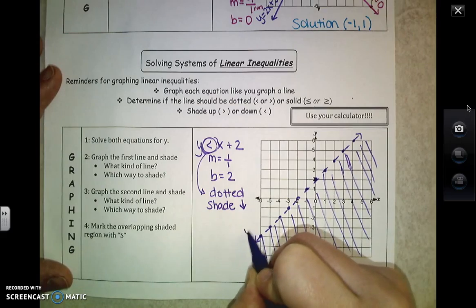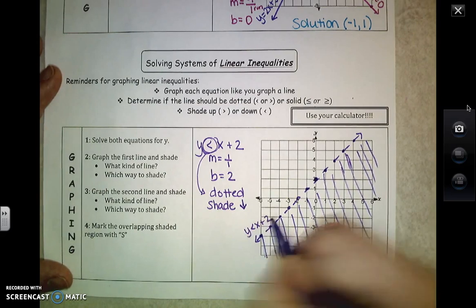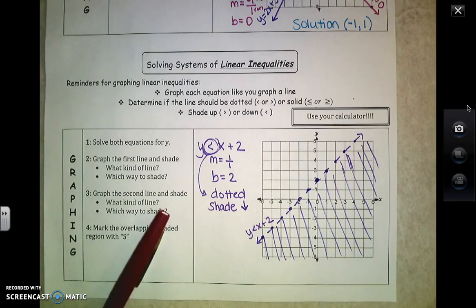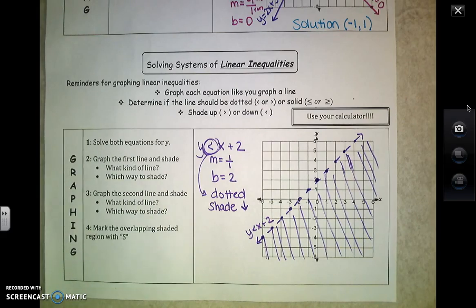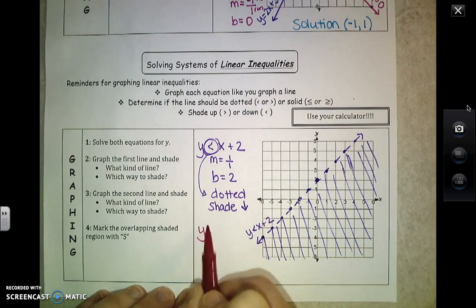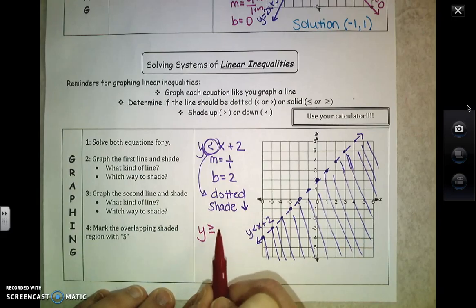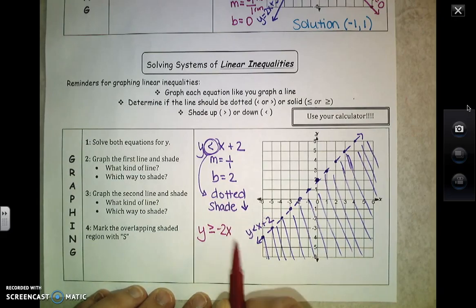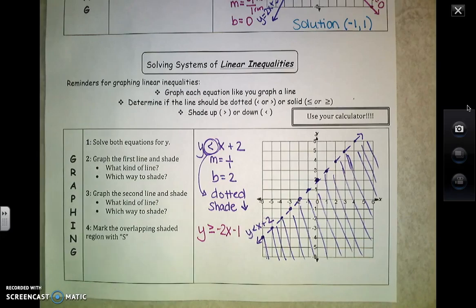All right, so this is y is less than x plus 2. Okay, let's do another one. So I'm going to get my pink pen. And let's do y is greater than or equal to negative 2x minus 1.